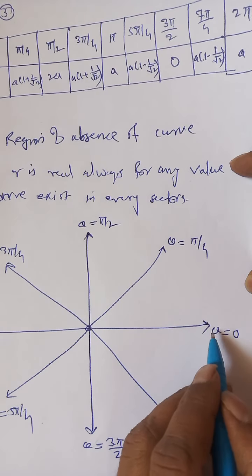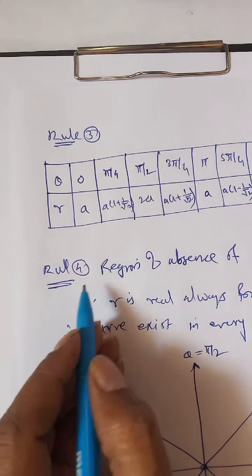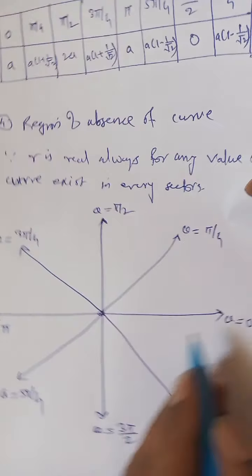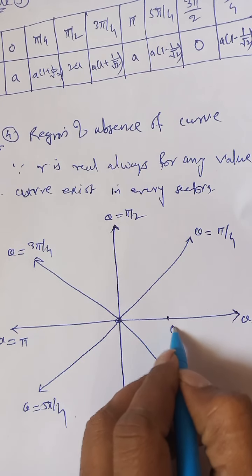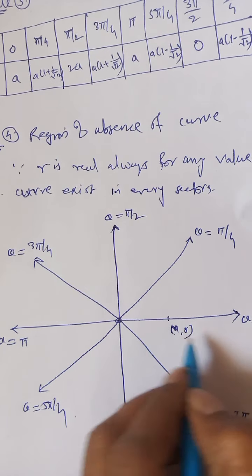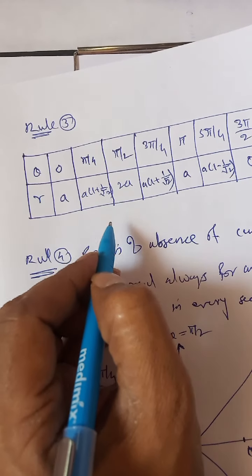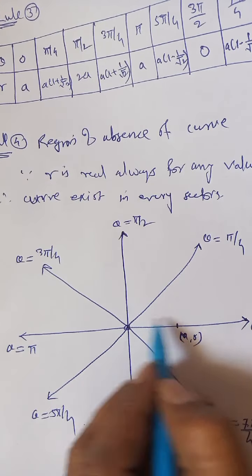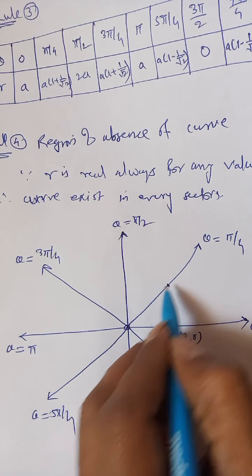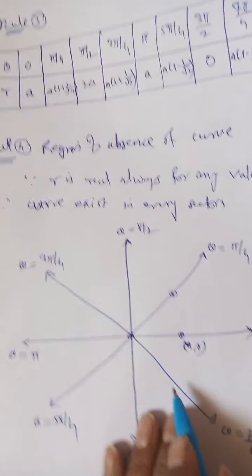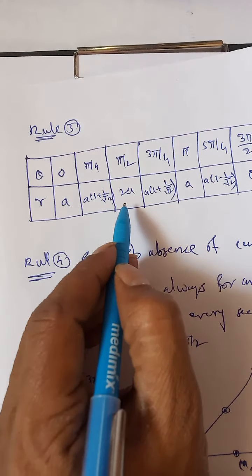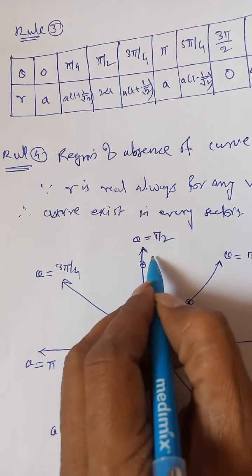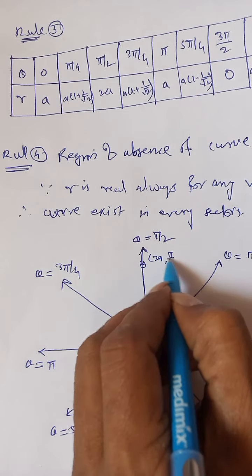Now we'll represent these points on this x-y plane here. So for theta 0, r is a. So when theta is 0, r is a. So this is the point a comma 0. When theta is pi by 4, r is a into 1 plus 1 by root 2. So it is a little bit greater than a. So it will be here somewhere. Then for theta equals to pi by 2, it is 2a. So it will be here somewhere. This is 2a comma pi by 2.